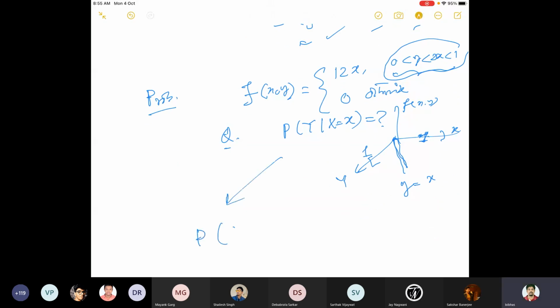Then you have to find out this one. Also use the formula for y given x. So this is f of x,y, which I already know, divided by f_X here. How to find the marginal here? What is the formula for the marginal?